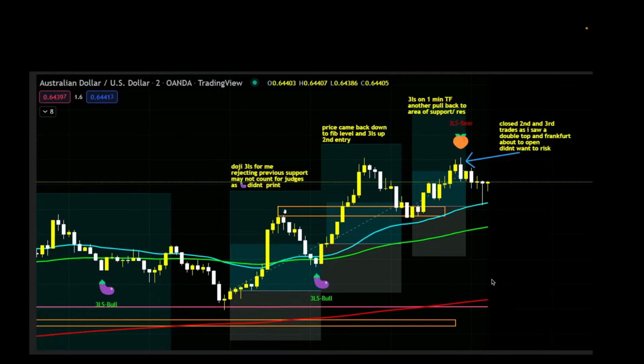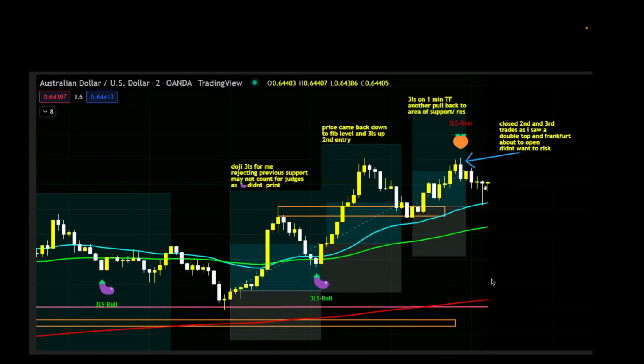So this is now my level of support. As price came down, rejected this area, I got in on another trade. At this point, trade number 1 has already taken profit. Trade 2 was still in play and I entered into trade 3. And once price came up and we got a rejection at this double top with this 3-line strike right here, I closed the second and third trades as I saw a double top and Frankfurt session was about to open and I didn't want to risk it.